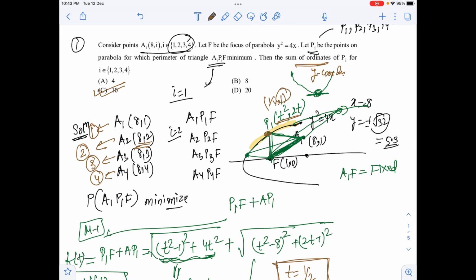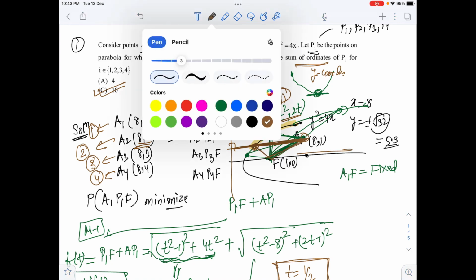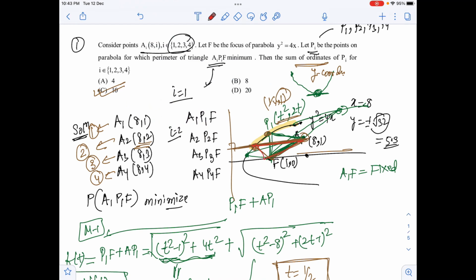So the point P1 has exactly the same y coordinate as the point A1, which means this line must be a straight line to the directrix. It means the point must be a point which is parallel to the axis of the parabola, and corresponding to this will have that special triangle. I hope you enjoyed this question.